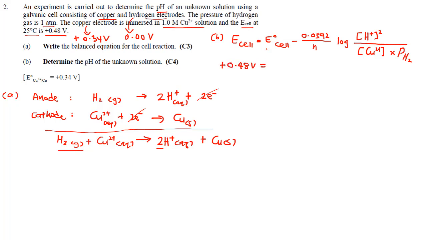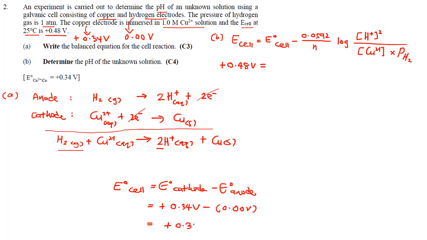Next, E cell is given as positive 0.48. E naught cell we have to calculate. So let me do it down here. E naught cell is E naught cathode, which is our copper, minus E naught anode, which is our hydrogen, the SHE. The cathode, copper, has a value of positive 0.34 volt, and the anode, SHE, has a value of 0 volt. So your E naught cell is positive 0.34 volt.